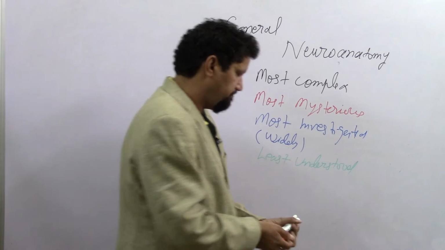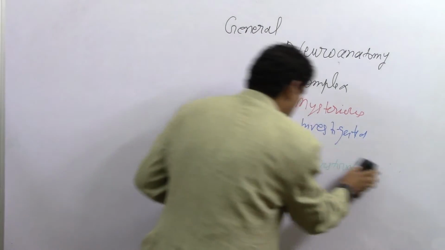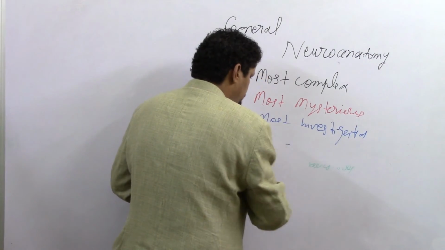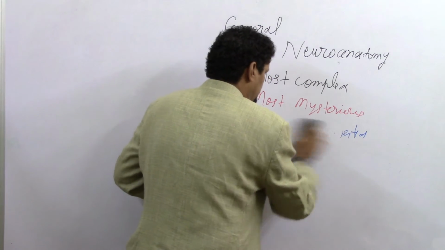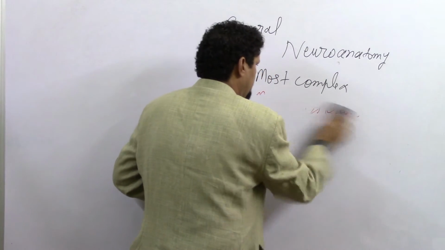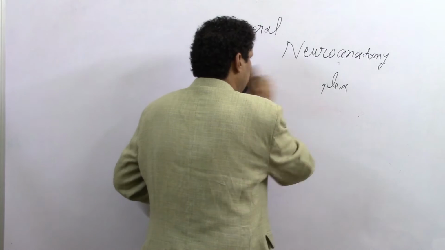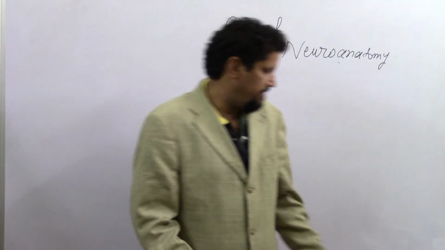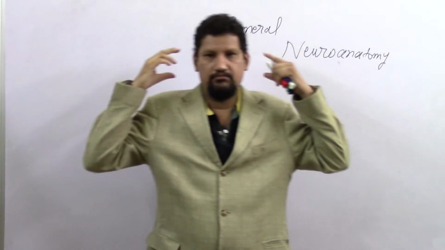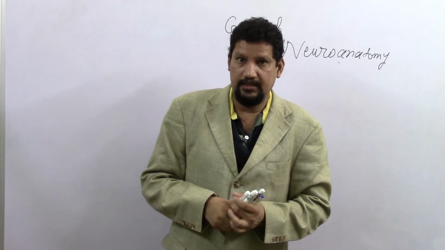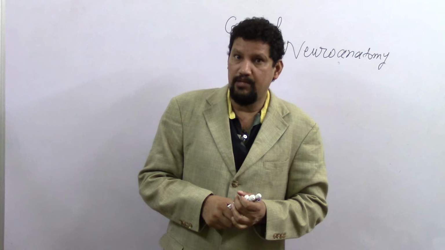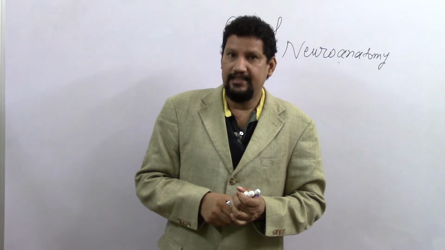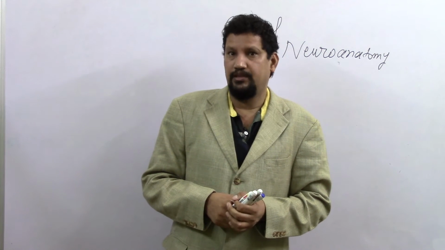So the nervous system is the most complex product of biological evolution. Why is it so important? Because it has the highest seat of consciousness, the highest seat of memory, learning, intelligence and emotions, the brain.